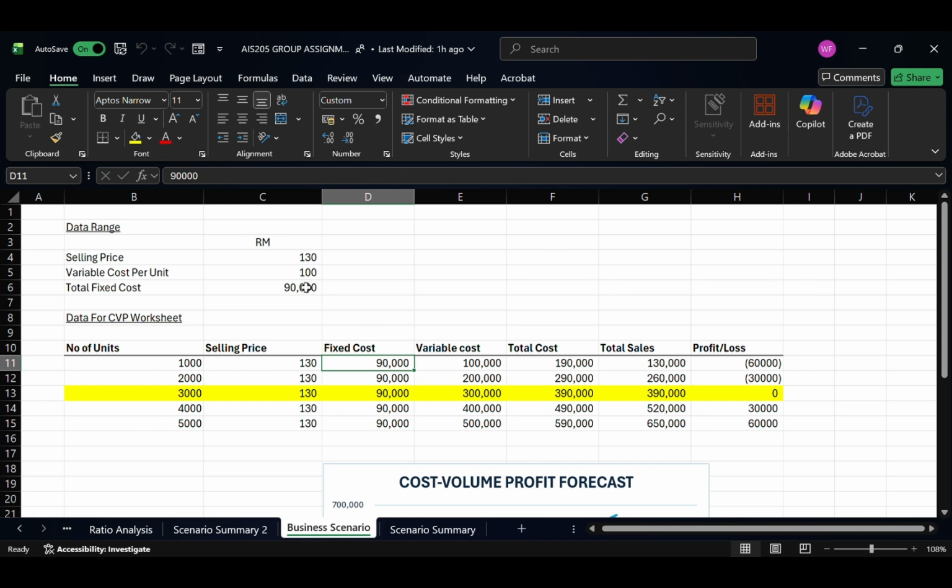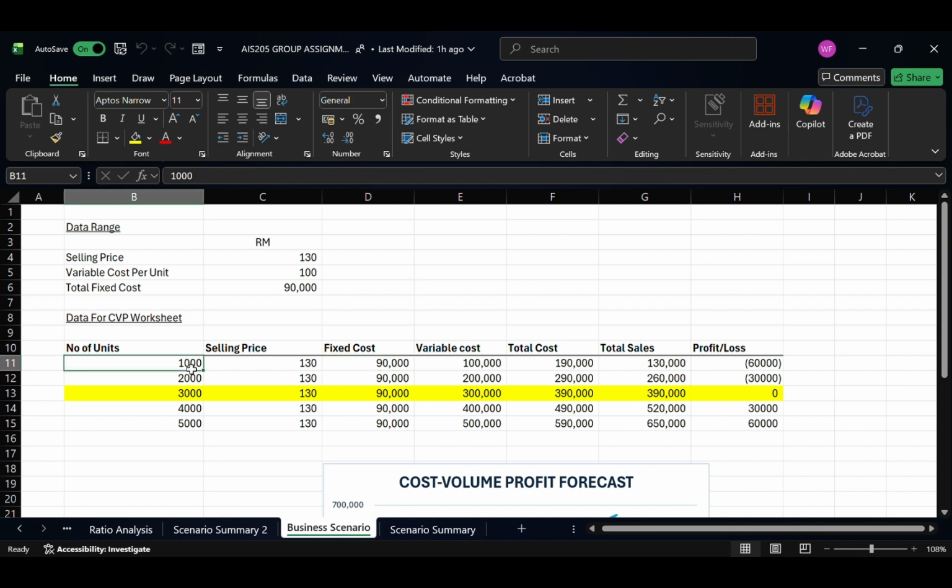Now let's move to the business scenario of management accounting. Here are the details of our product, shoes, with a selling price of 130 ringgit, variable cost per unit of 100 ringgit, and total fixed cost of 90,000 ringgit per year. Here we list down all the possible outcomes of the number of units sold, starting from 1,000 and ending at 5,000.